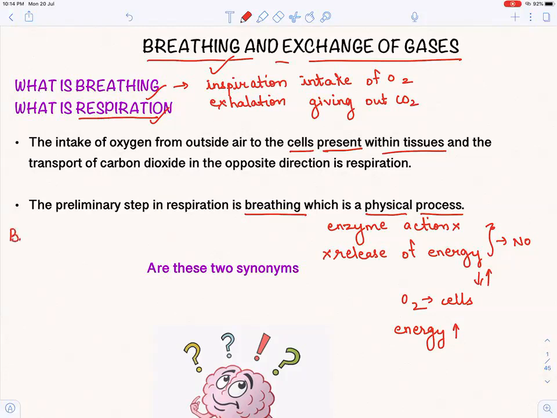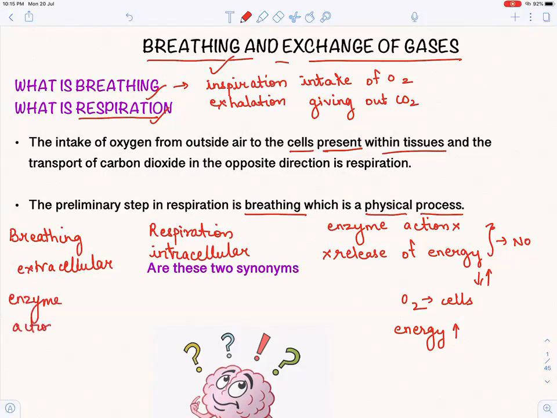So breathing is an extracellular process, whereas respiration is an intracellular process, right? Enzyme action: no in breathing, yes in respiration. Energy released: no in breathing, yes in respiration, right? So the breathing process is restricted to organs while respiration occurs in all the cells of the body.